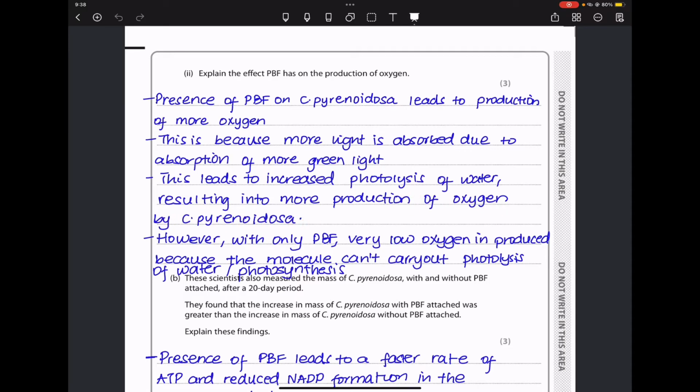pyrenoidosa. However, with only BPF, very low oxygen is produced because the molecule can't carry out photolysis of water. And again, remember, during the process of photosynthesis, oxygen is produced from the photolysis of water. So this whole thing is about absorption of sunlight, more photolysis of water, more oxygen production if we have BPF attached onto the C. pyrenoidosa.